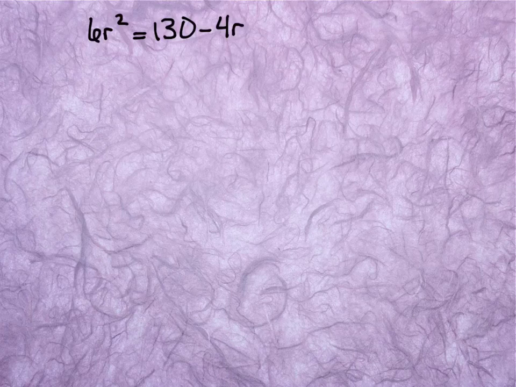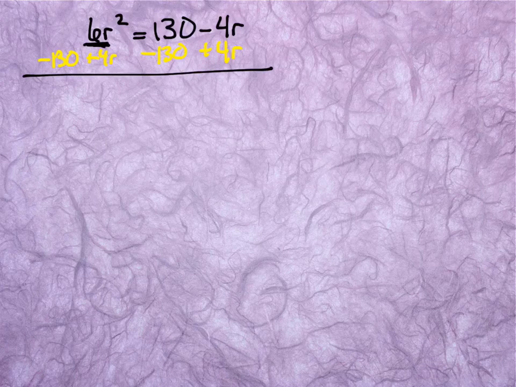We have an equation, and step 1 is going to be getting everything to the same side. I'm going to go ahead and move it over to where my r squared side is. And so I'm going to subtract 130, add 4r. And I want them in the order that is the most commonly seen, which is your squared term first, your variable by itself next, and the constant last, and that equals 0.